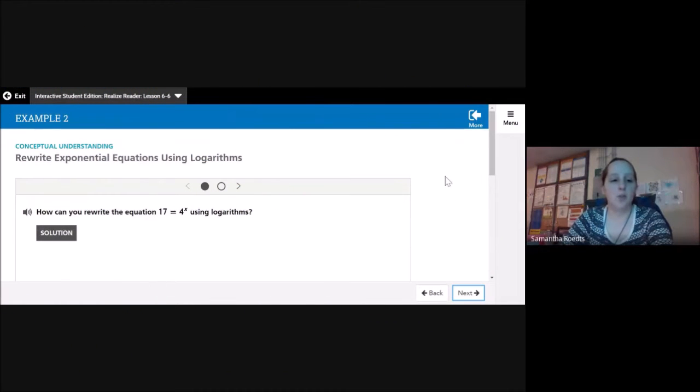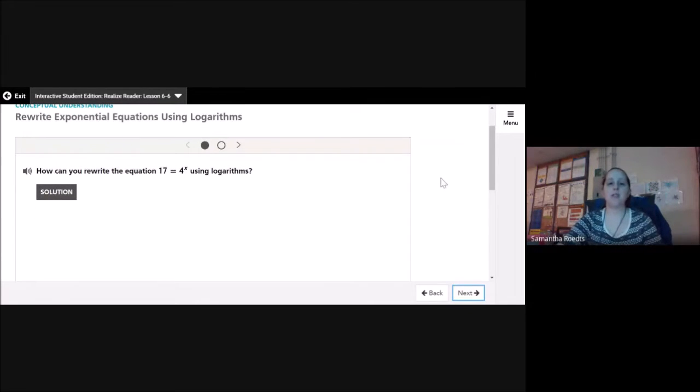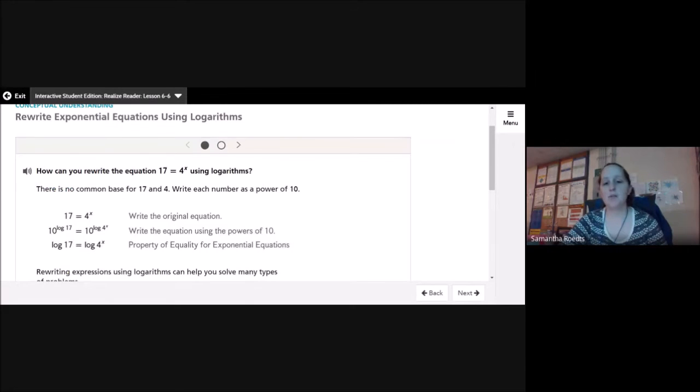All right, example 2, rewrite exponential equations using logarithms. How can you rewrite the equation 17 equals 4 to the x using logarithms? There's no common base for 17 and 4. So I write each power as a power of 10. So 17 equals 4 to the x.